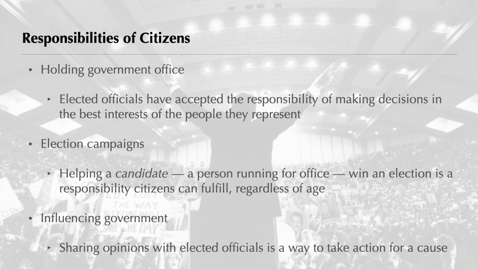Another way you can fulfill the office of citizen is to work to get the government to take action in a cause you believe in. Citizens of any age can influence the government by expressing their opinions in letters to elected representatives and to newspapers, and by speaking at city council and school board meetings. You can also join or create an organization with the goal of influencing government actions.